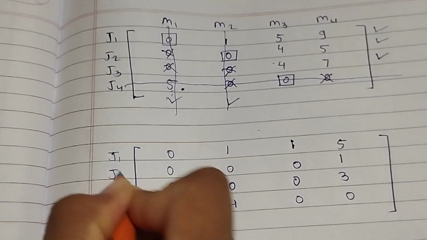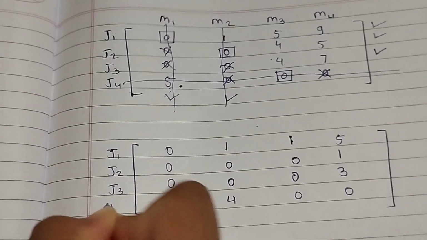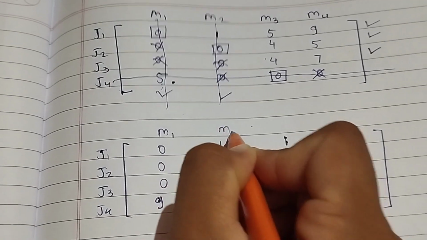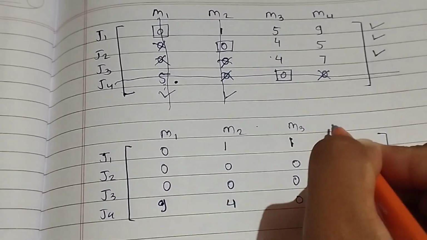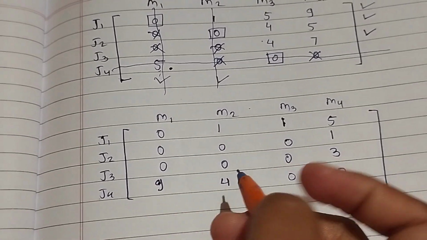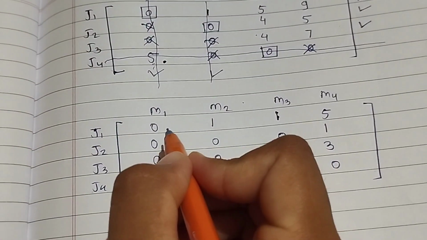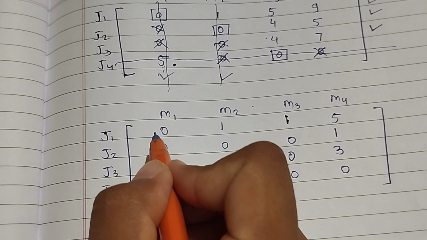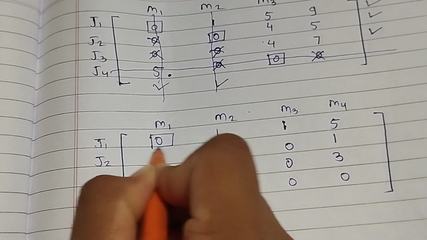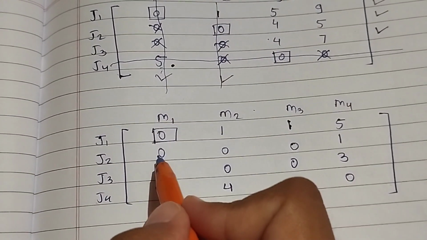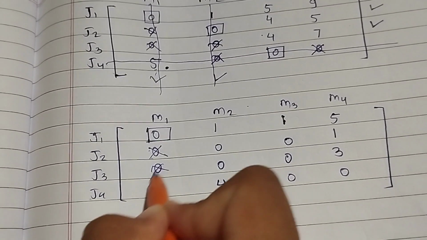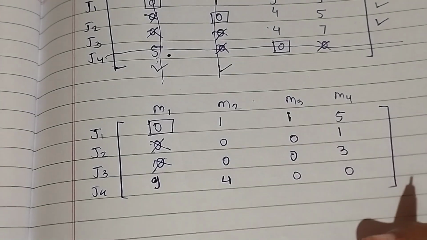These are the jobs, these are the machines, M4. Once we get the reduced matrix, again we make the assignments. For the assignment, check if any row has a single zero. If yes, then mark that zero as an assignment, then cross the zeros with respect to all the rows and columns.